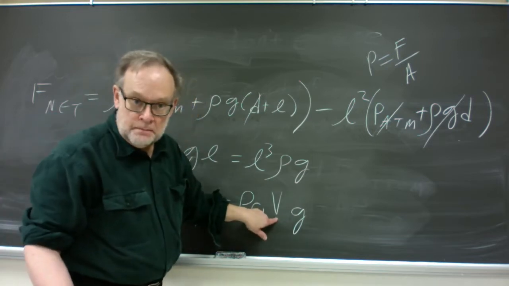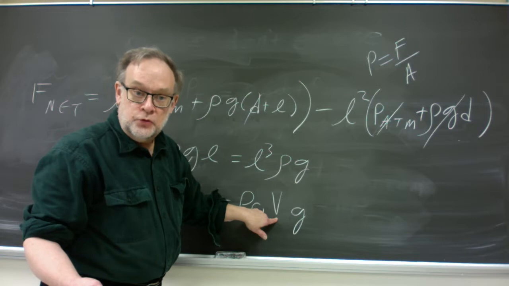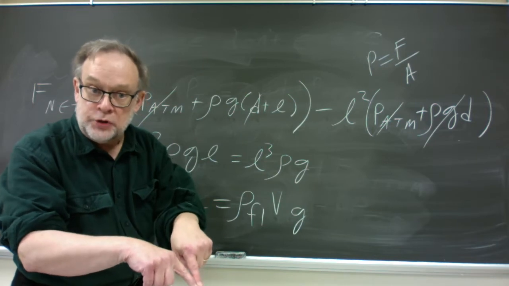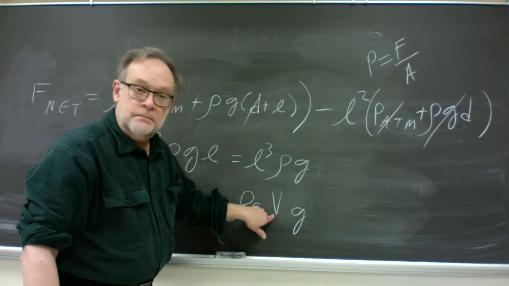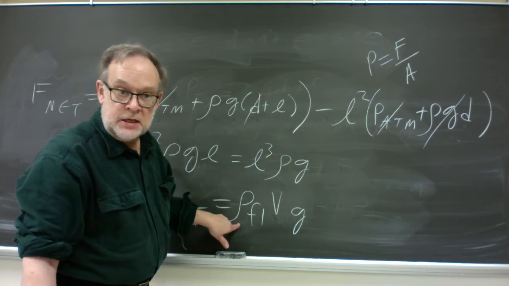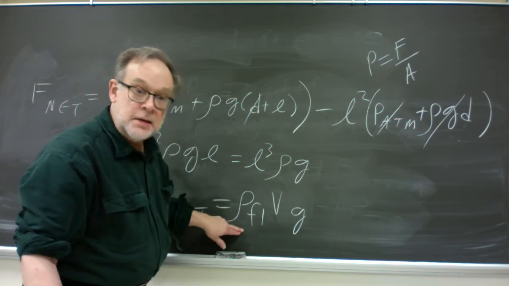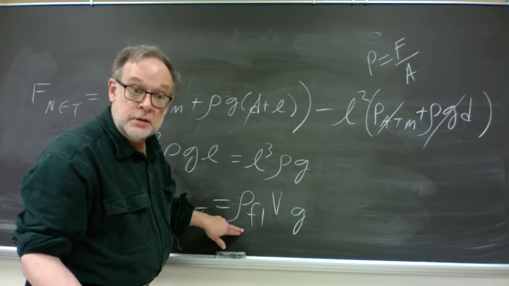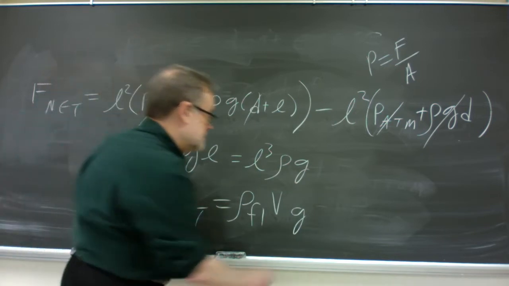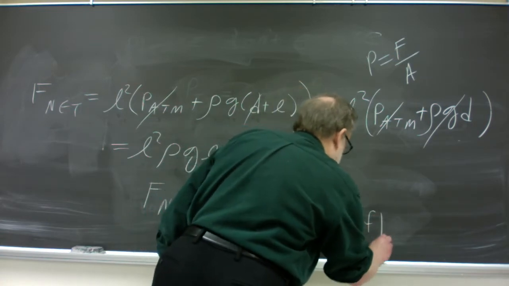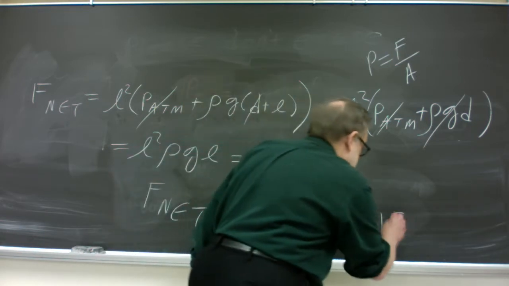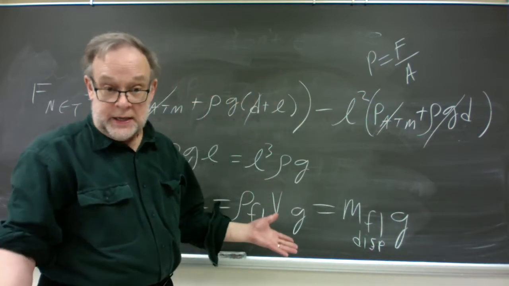This is the volume of the cube, but it's also the volume of fluid that was pushed aside to make room for that cube when we put the cube in the fluid. So this is the volume of fluid that got pushed aside, displaced, times the density of that fluid. So this just gives us the mass of the fluid that was displaced by putting the cube there. So the net force is the mass of the fluid displaced times g. Mass times g is just weight.